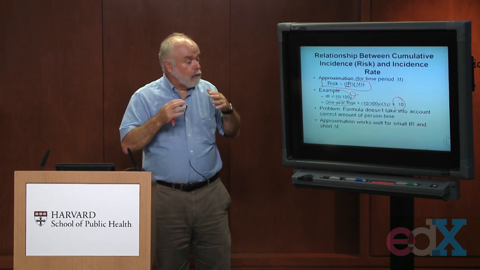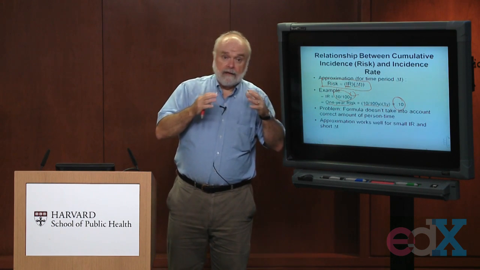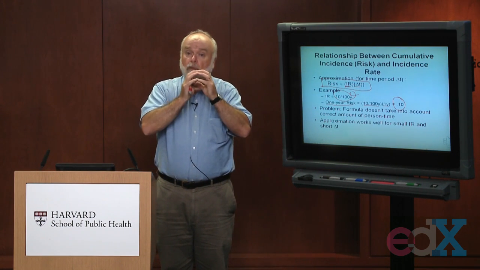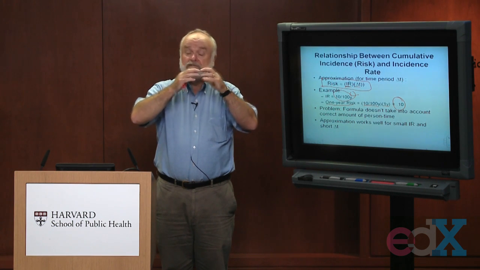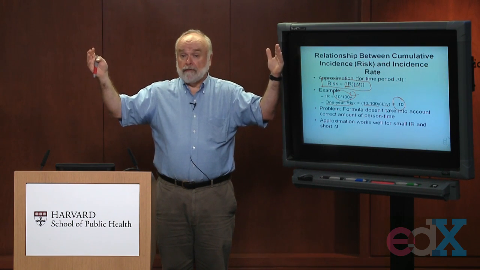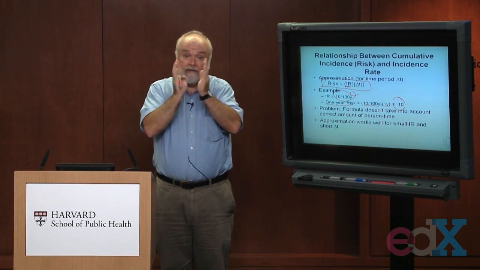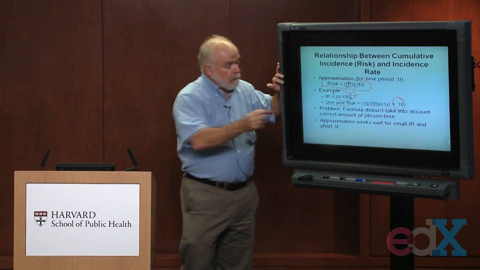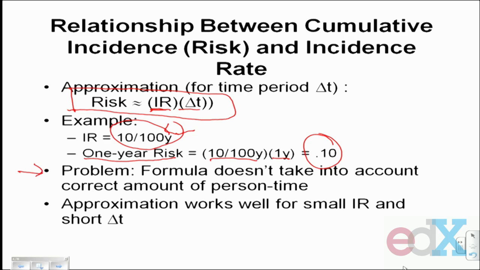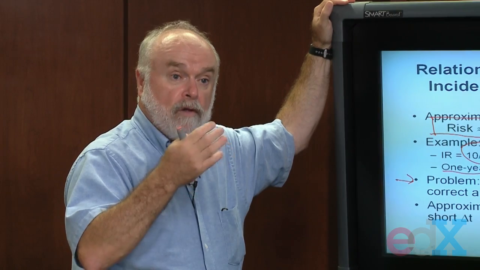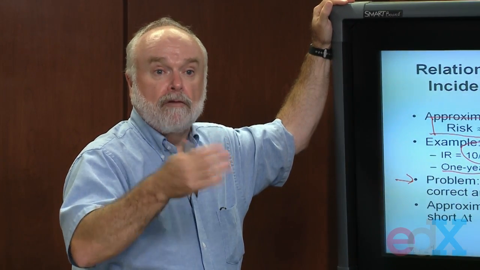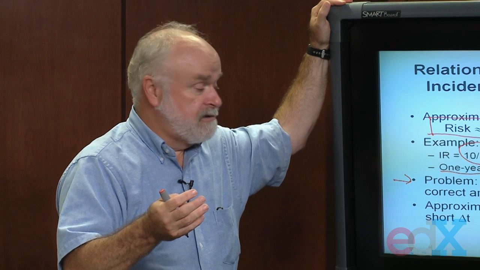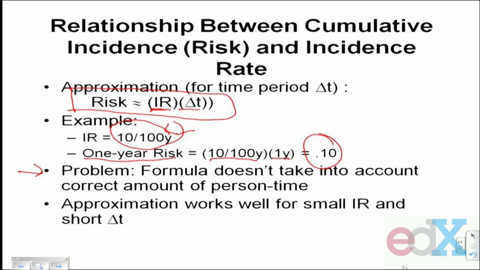So this formula works very well when the incidence rate's very small, so very few people get the disease, therefore almost everybody gives me a full period of follow-up. Or when the follow-up period is very short, again, not enough cases of disease would happen. So the problem with the formula is that it doesn't take into account the correct amount of person time: the fact that the cases don't contribute a full person time interval as the non-cases do. So the approximation works very well when the incidence rate is small or when the duration is small.